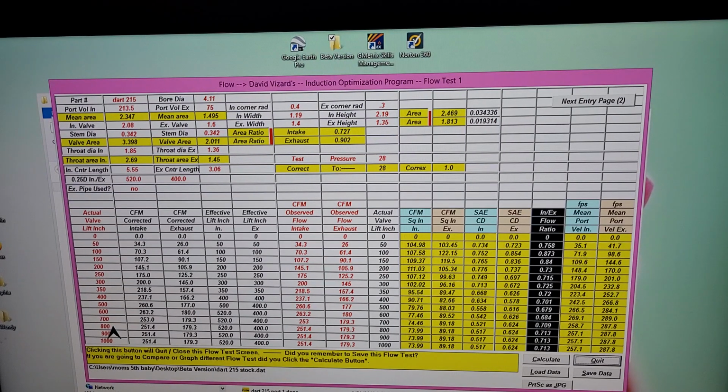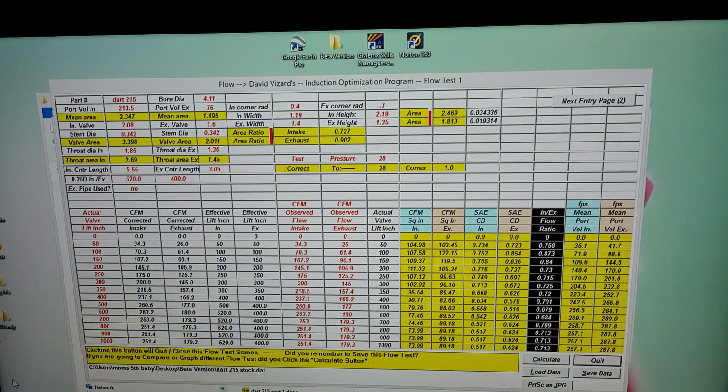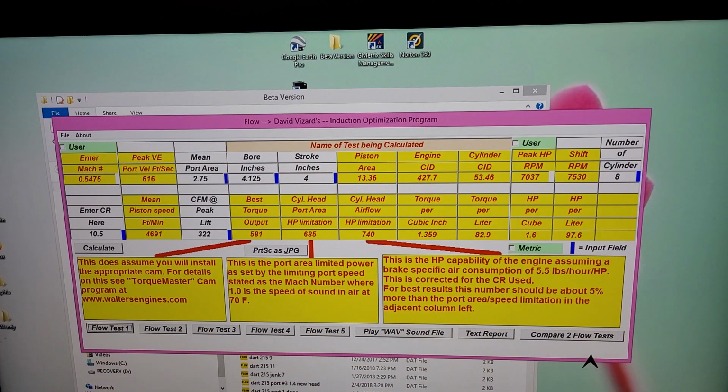And I was thinking, why don't we take a stock 215, which is known to have a good reputation for performance, and put it up against the EQ Vortec that I just worked on. So that would be flow test number 2.